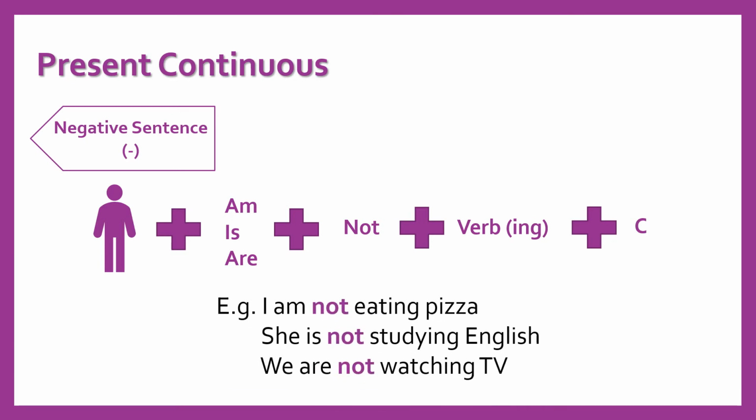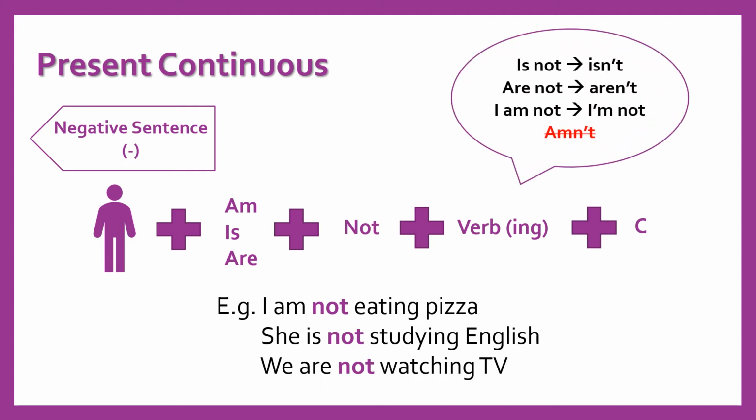So, for example, I can say, I am not eating pizza. Yo no estoy comiendo pizza. She is not studying English. Ella no está estudiando inglés. We are not watching TV. Nosotros, nosotras no estamos viendo televisión.